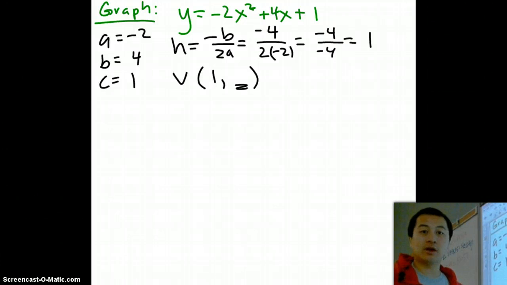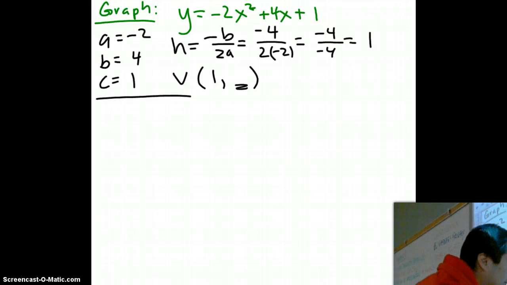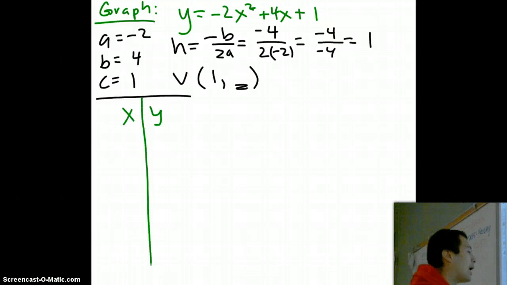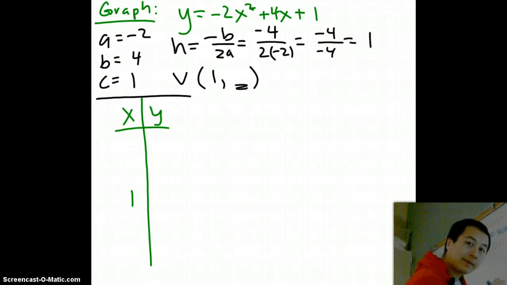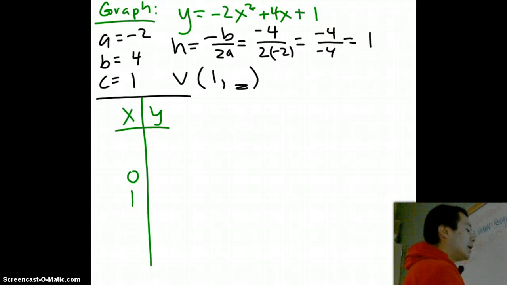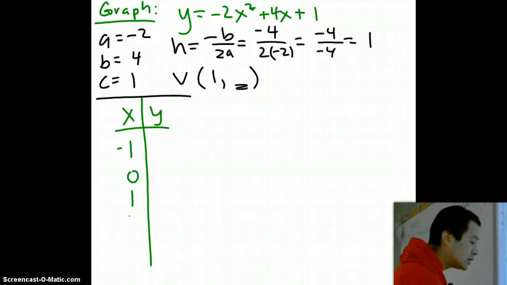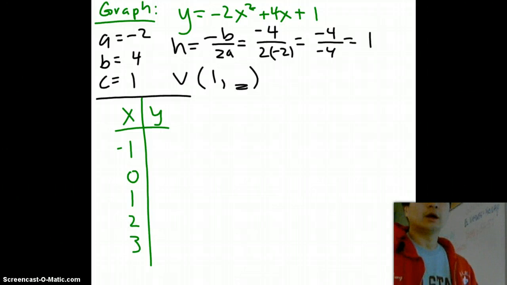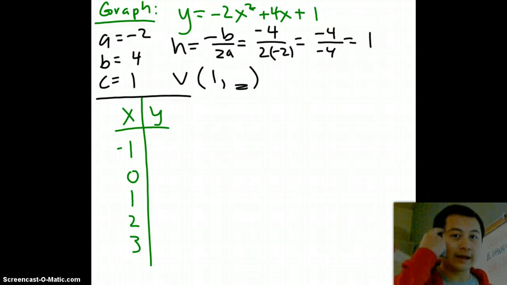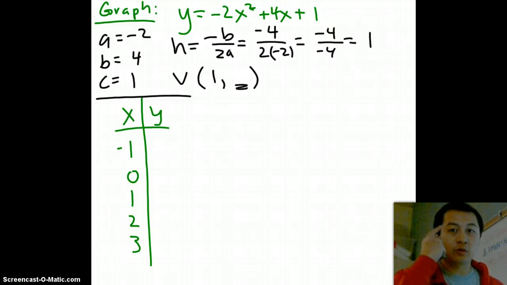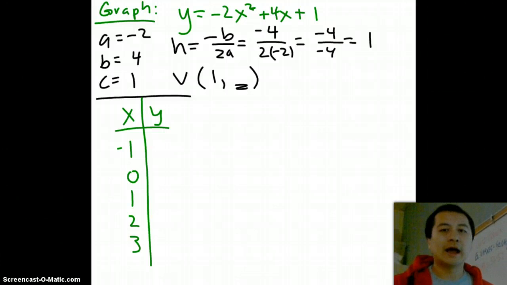I have to plug it in later, but I'm going to plug in the T table. Let's take a look at the T table. We have my X, my Y. What numbers do I plug in? I start with the vertex at 1. I pick numbers around there. 0, negative 1, 2, 3. But before I start plugging in, I better know what this looks like, because if I graph it and it goes, wait, that doesn't look right, I can fix my mistakes.